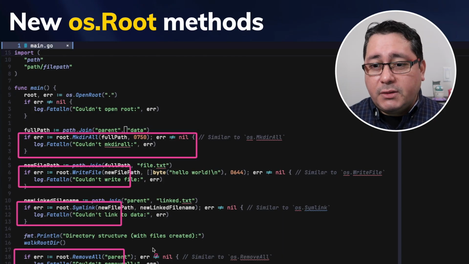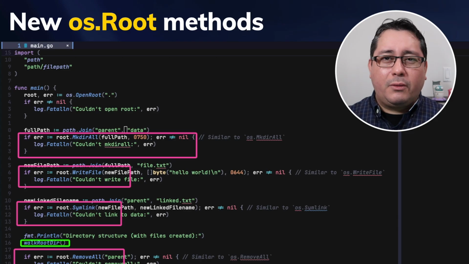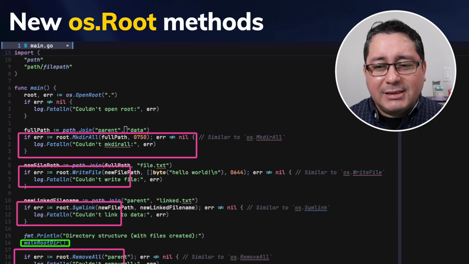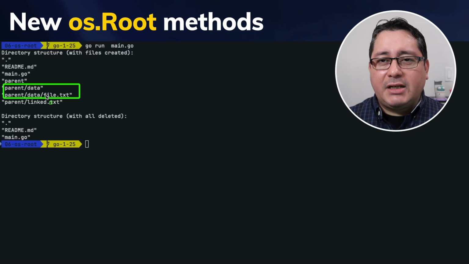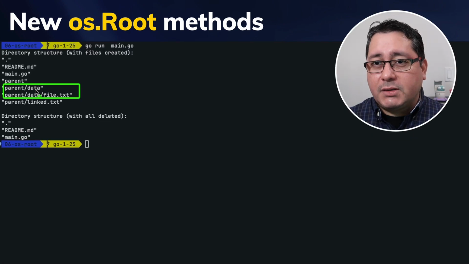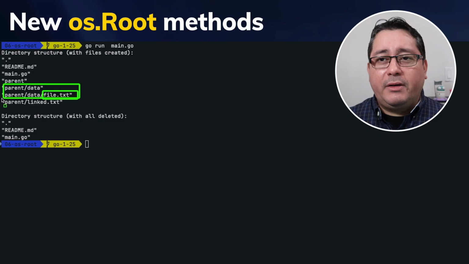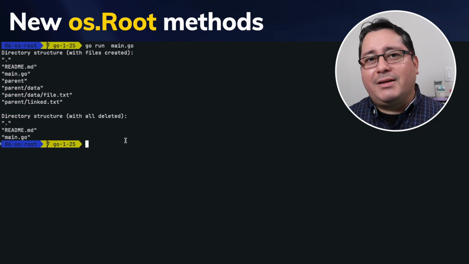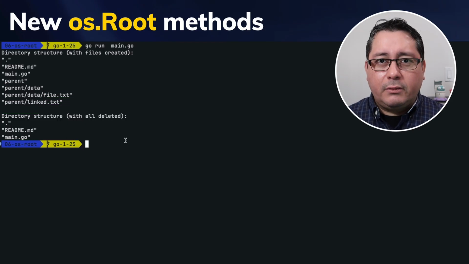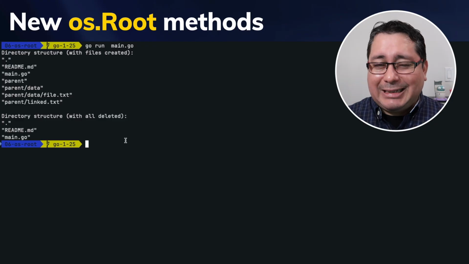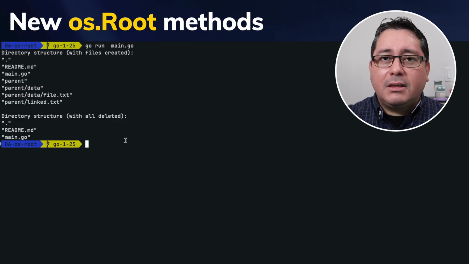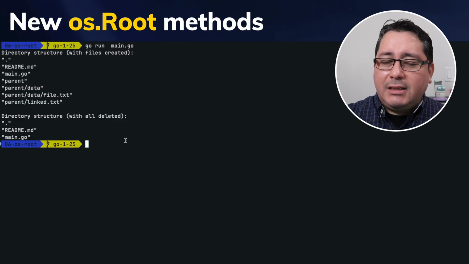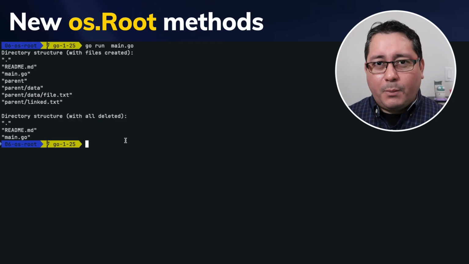In order to demonstrate this, I have this WalkDir function right here that will basically just walk through the directory and print out whatever is inside. So let me show you. As you can see, we created a parent data folder, and we wrote a new file, and we created a symbolic link, and then we decided to remove all those files, and we listed all the files one more time, and everything is gone. So again, these are associated to a root type in the os package that allow you to sandbox and make everything secure and concise and in the context of whatever path you're passing in.